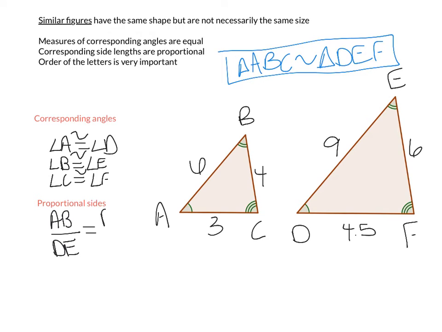So I'm going to say BC over EF. Okay, they are proportional. And then I could even tack on the third set of sides. So this bottom one here, this AC and this DF. So I've got AC and DF. All three of these ratios are equivalent. Okay, so let's go on to this next little one.